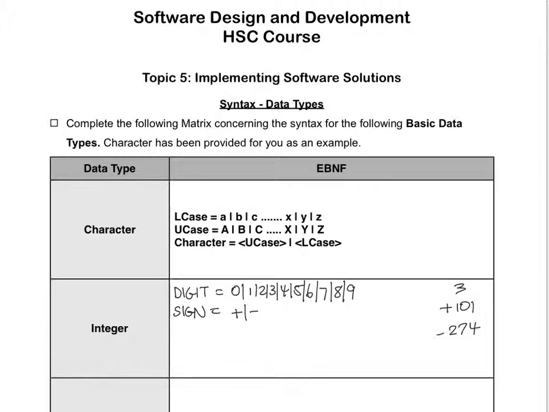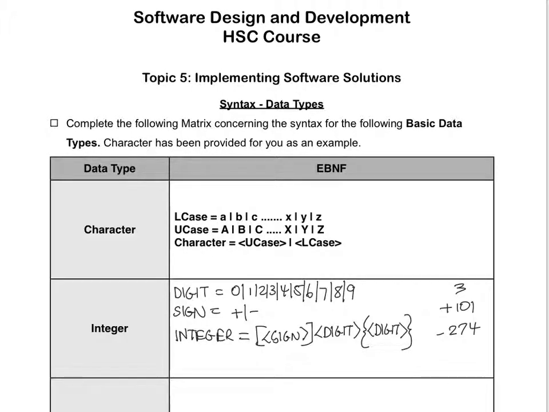Now I can start to construct the rules for an integer. An integer is defined as, which is that equal sign there, an optional sign. So it doesn't have to have a sign, but it can if it needs to. And then I'm going to put in that it is 1 or more digits. And those braces represent repetition, and this shows 1 or more.